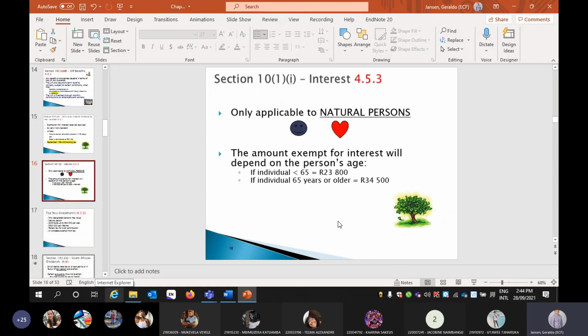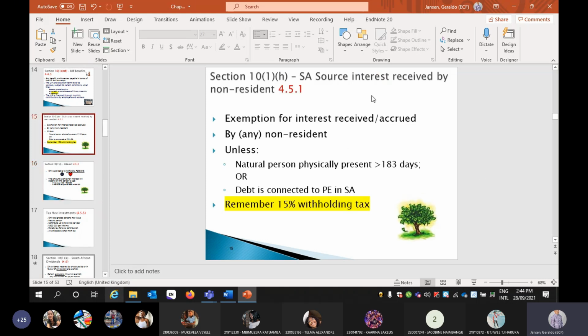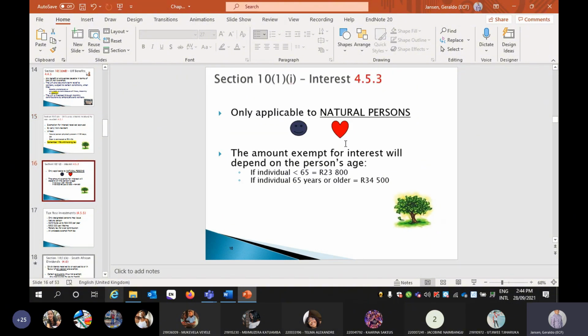Now, let's look at section 10(1)(i), interest for natural persons who are residents. So guys, this was interest for non-residents. Now we look at interest for residents. 10(1)(i) is only applicable to natural persons.